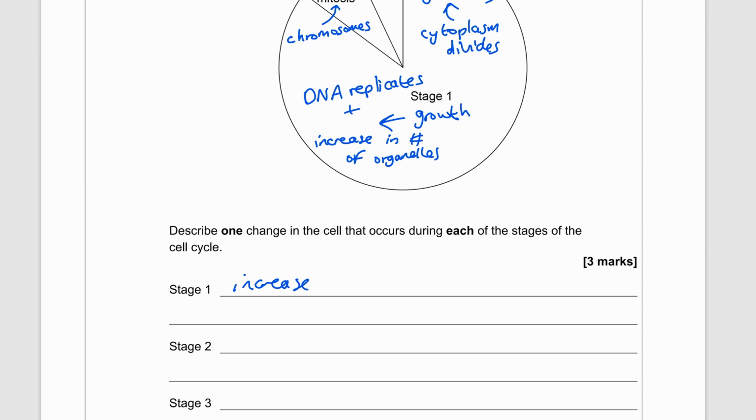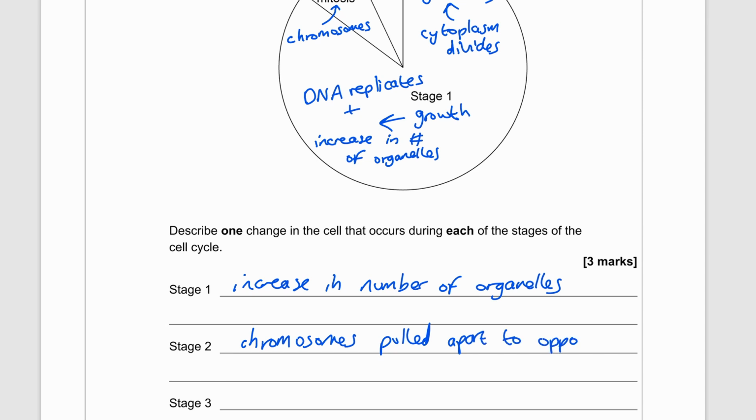So, we've answered our question, we just need to put it in the correct space now. We need to put one change for stage 1, so we can just say increase in the number of organelles. In stage 2, you can't just write chromosomes. We have to say what happens to these chromosomes. The chromosomes are pulled to opposite parts of the cell. And in stage 3, you can just say that the cytoplasm divides.